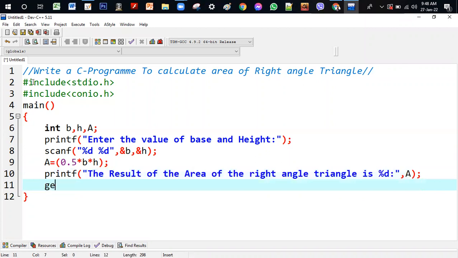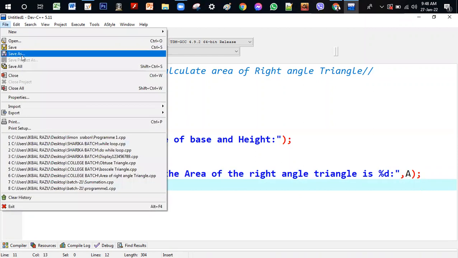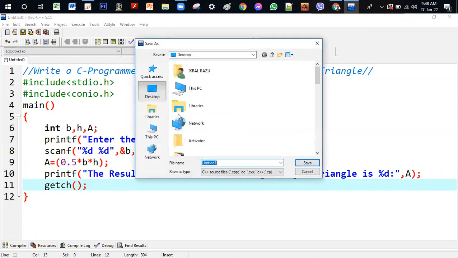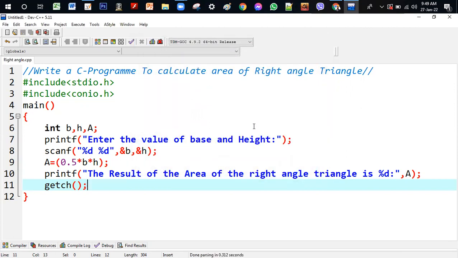Then close the bracket, then semicolon. So now save the program, file, save as. I will save the program in desktop, named right angle. Now save the program. .c is the file extension name of the C programming project.